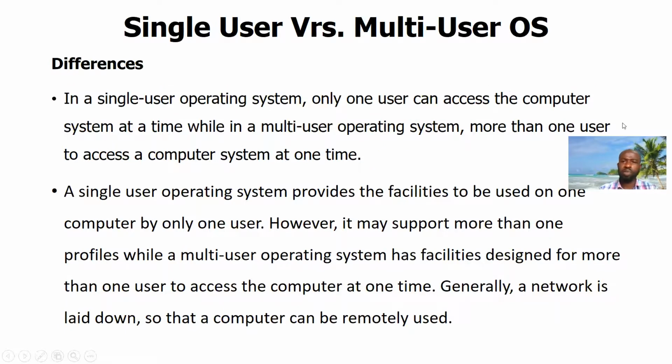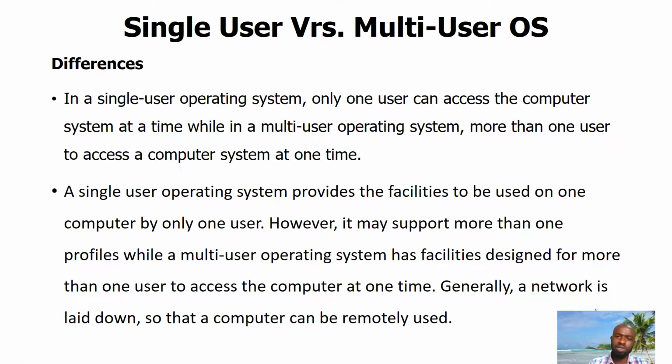Now let's also compare these two types of operating systems. In terms of classification, you can classify an operating system as being a single-user operating system or a multi-user operating system. Let's look at some of the differences. In a single-user operating system, only one user can access the computer system at a time, while in a multi-user operating system, more than one user can access a computer at one time.